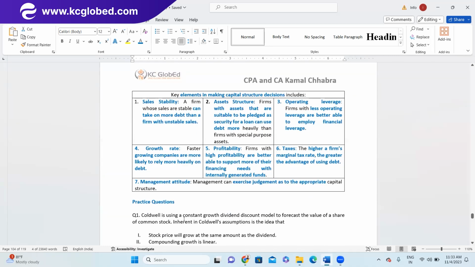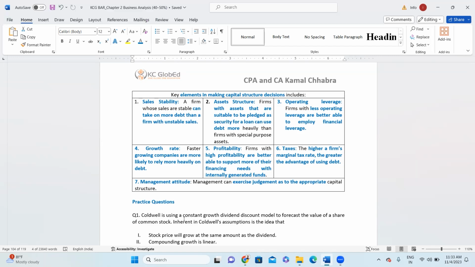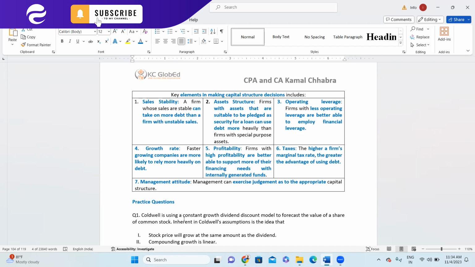Next is key elements in making capital structure decision. So first one is sales stability. When you are making a capital structure decision for any organization, what all things should you keep in mind? The first one is sales stability. A firm whose sales are stable can take on more debt than a firm whose sales are unstable. So if your sales year over year are growing or more and more stable, then you would be in a better position to take more and more loans without heavy cost of debt. Make sense?